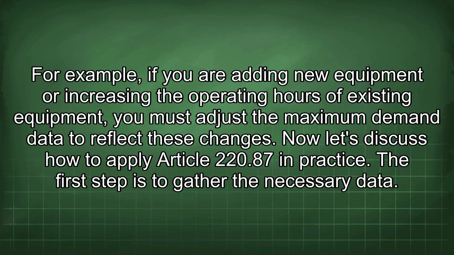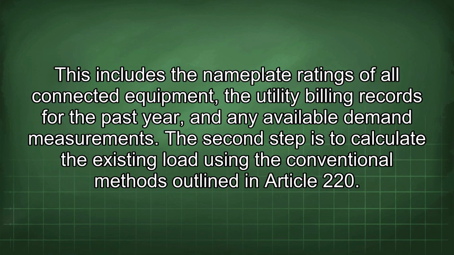The first step is to gather the necessary data. This includes the nameplate ratings of all connected equipment, the utility billing records for the past year, and any available demand measurements. The second step is to calculate the existing load using the conventional methods outlined in Article 220.